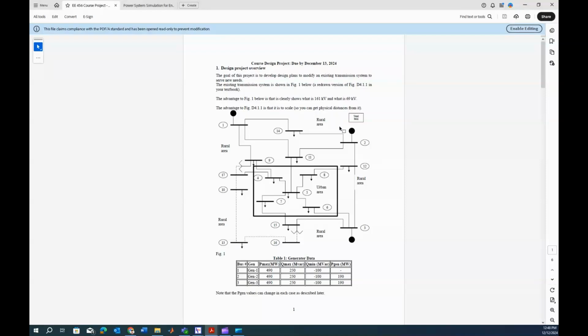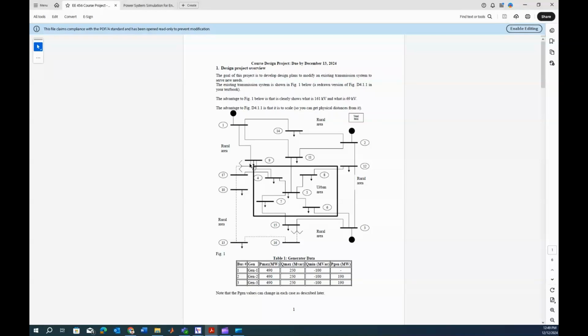If you look at this particular network, these dark dots are generators, and we can understand that there are three generators in this total network. It is also understood that the entire network with the thick lines is a network at 161 kV. So all the buses in this part of the network are rated at 161 kV.